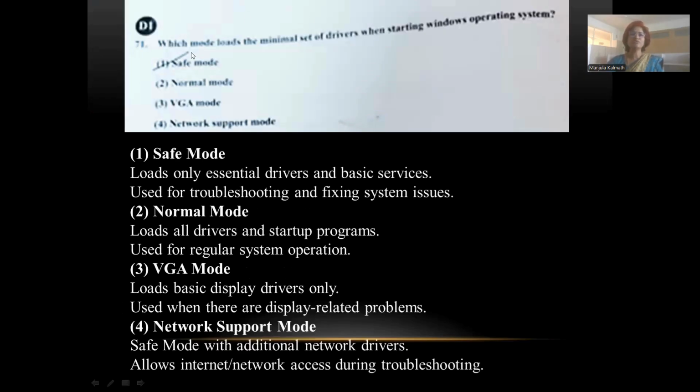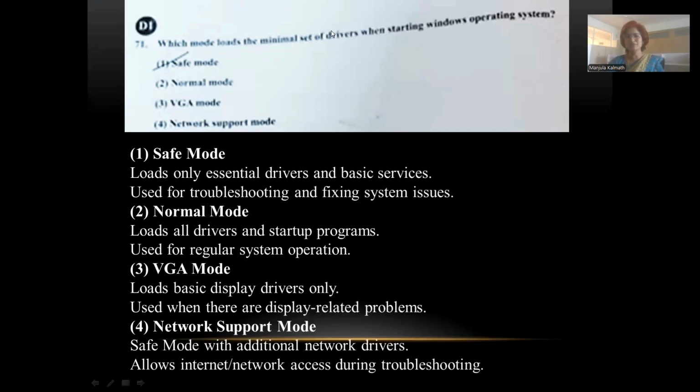The next question is, which mode loads the minimal set of drivers when starting the Windows operating system? It is not clear, so I cropped it from the question paper and am pasting it here. The question is, which mode loads the minimal set of drivers when starting the Windows operating system? That means when minimal drivers will be loaded.